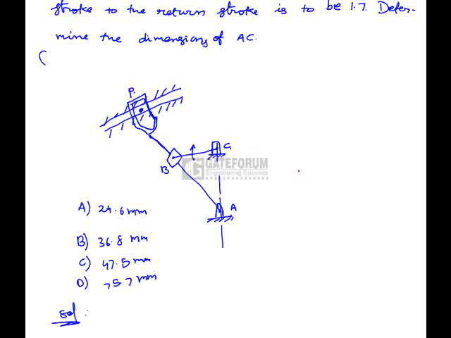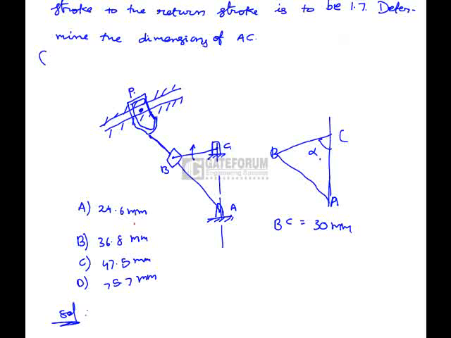Let us say alpha is the angle made by the crank with the axis A. Let us say this is alpha, and this is the point C, and A, B. So here we will have to find out the dimension of AC, but we know that the driving crank BC is 30 mm long. So here BC is equal to 30 mm, and another given data is the time ratio of the working stroke to the return stroke is to be 1.7.